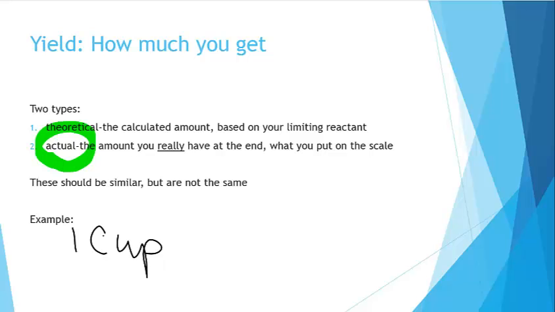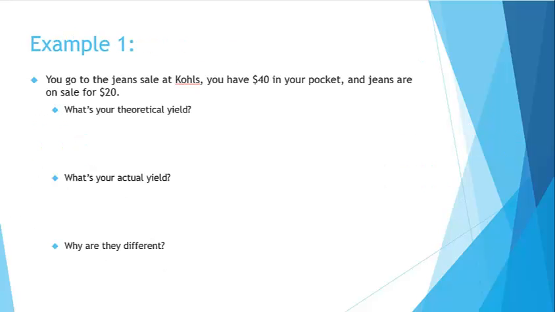Normally, your actual yield is going to be smaller because along the way, somewhere you lose something, you lose some of your product when you're transferring things, or maybe you didn't quite measure correctly. So normally your actual yield is smaller. So how about our example?